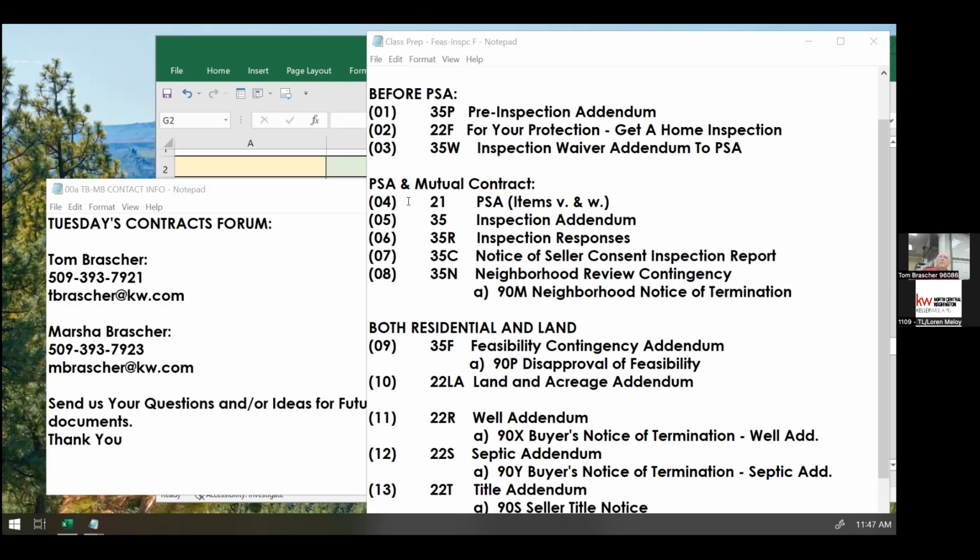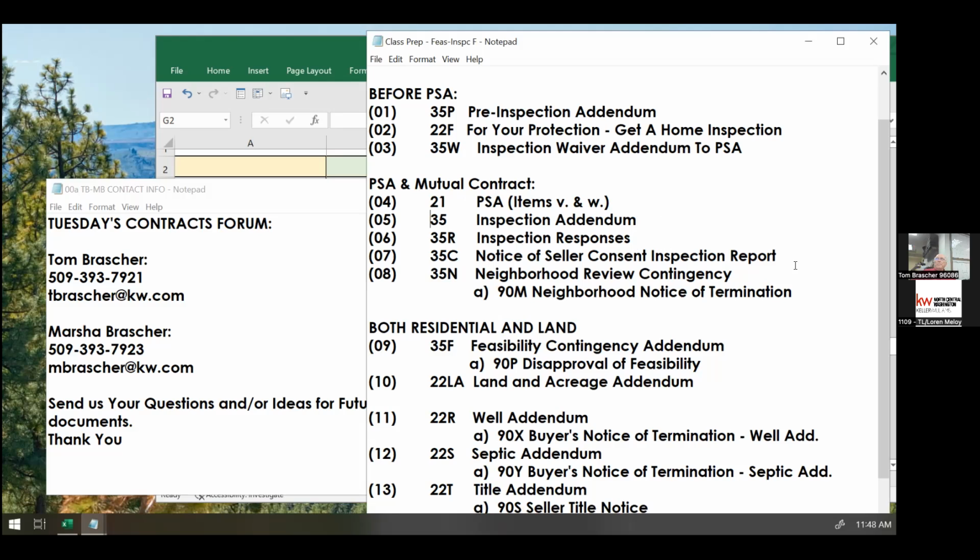Then we looked at things that were purchase and sale agreement and mutual contracts. Section 21 is the big one for the purchase and sale agreement. Items V and W that we went over are in the purchase and sale agreement. We went through inspection response. Those two I'm going to touch on. There's a final wrap up next week. There's a couple of things that I'd like to emphasize out of those 2 forms specifically.